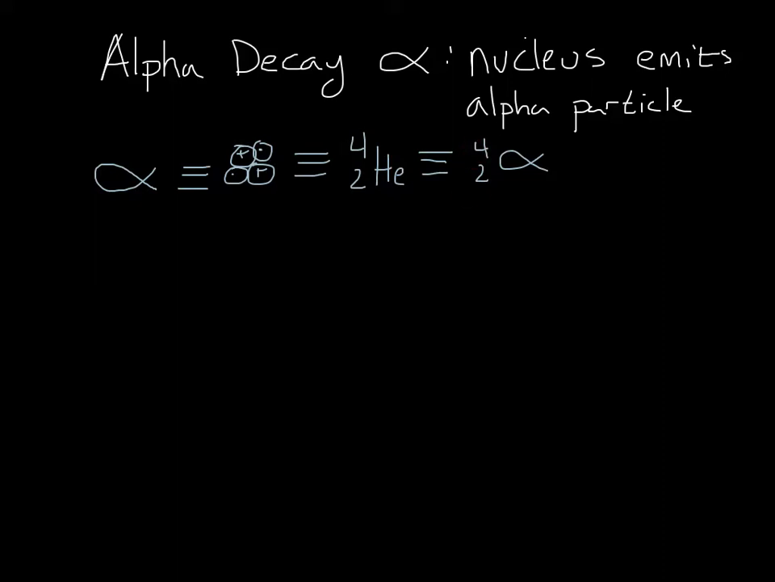It shows 4 nucleons, 2 protons, and then just the alpha symbol. So all 4 of those mean the exact same thing. The most common versions you're going to see are that one, and that one. This guy right here is just to kind of give you an idea of what they look like.